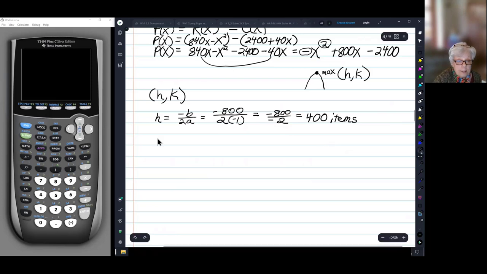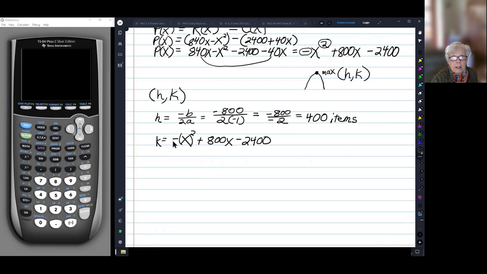Now, to find the maximum profit, we have to do this. I'm going to write it again. Negative x squared plus 800x minus 2400. Okay, what is k going to equal? Well, let me put parentheses around the x, because the x is what's being squared, not the negative sign. It's very easy to make a mistake when you don't have like a negative 5. No, this is just a negative 1 times x, which is 400.